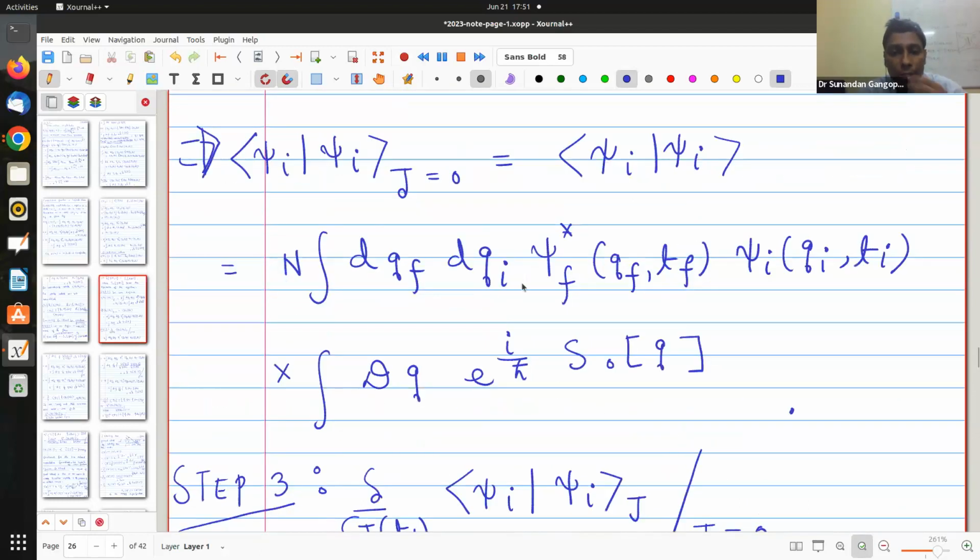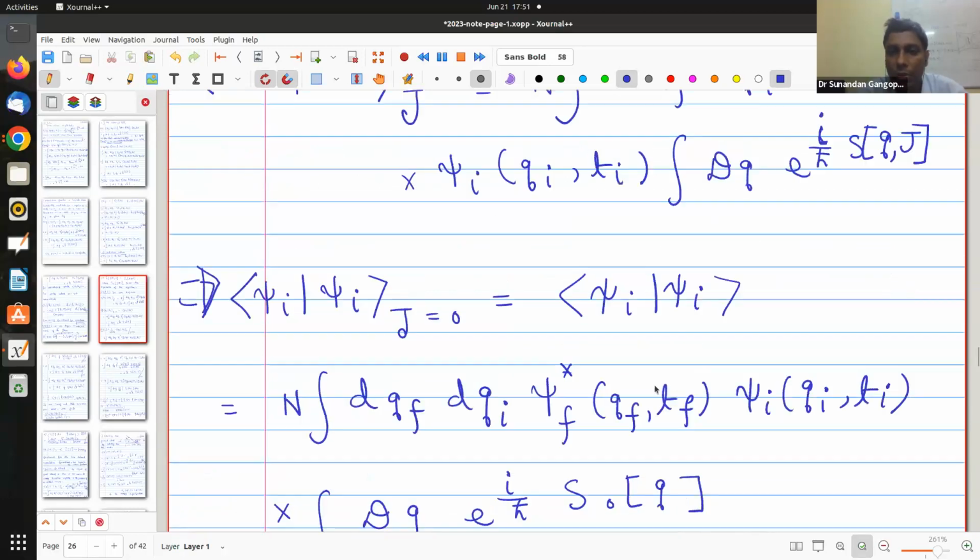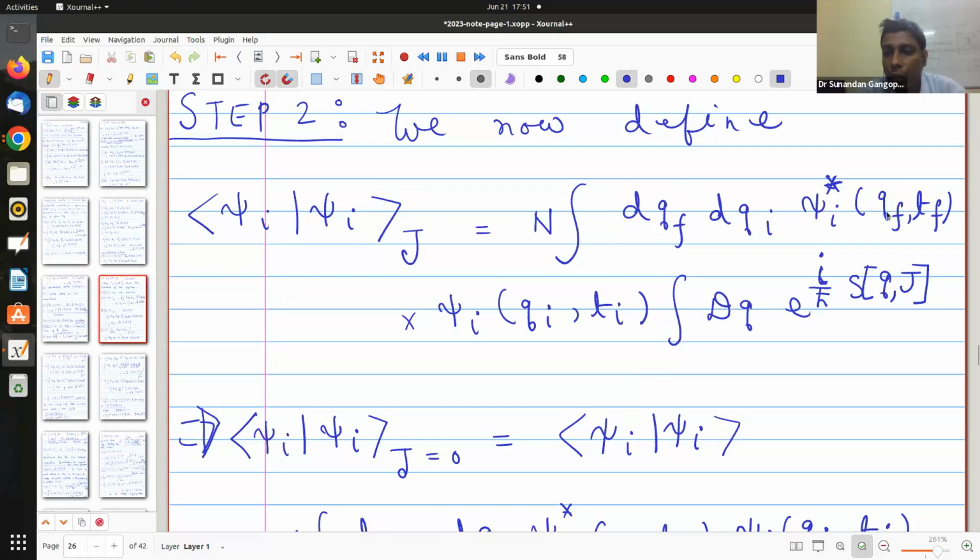So you just go back to this expression. You notice that you are functionally differentiating with respect to the external source. There is no j sitting over here, so this object will remain untouched. So let me go back to this expression. There is no j sitting over here in psi I star, this and this. So this object will remain untouched when you functionally differentiate with respect to j.